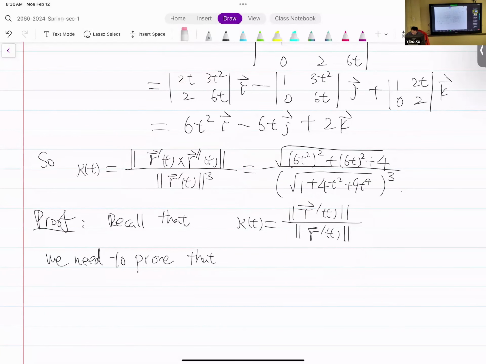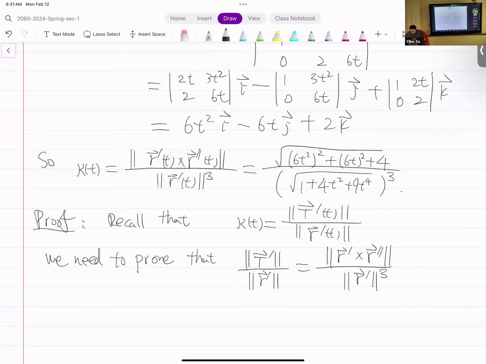Okay. And here we simplify the notation by omitting the argument t. That will make it simpler. We want to prove that cap T prime over little r prime, so this is the right-hand side of the original equation, equals the right-hand side of the new equation, which is little r prime crossing little r double prime over little r prime, the magnitude, to the power 3.